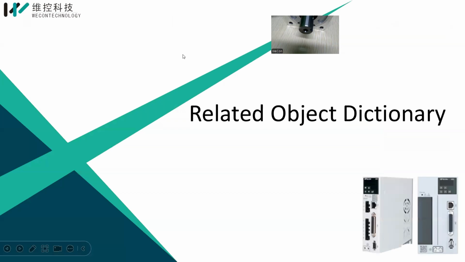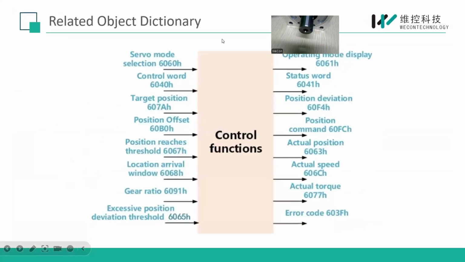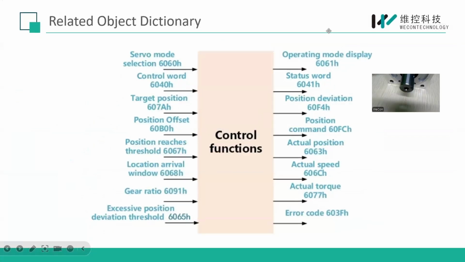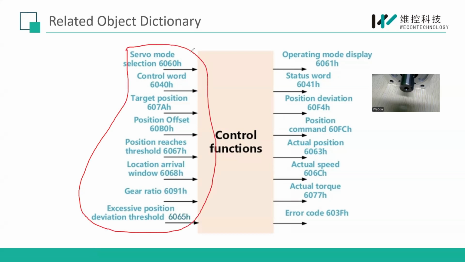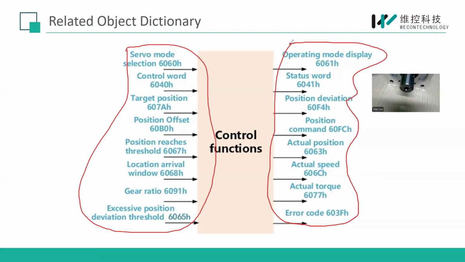And some relative object dictionary of CSP mode. This part is more important. From this picture, you can see for CSP control mode, we have many parameters that we need to calculate and send to the driver. This is the object dictionary. The driver will feed back to the PLC. Here is the PLC, here is the driver.